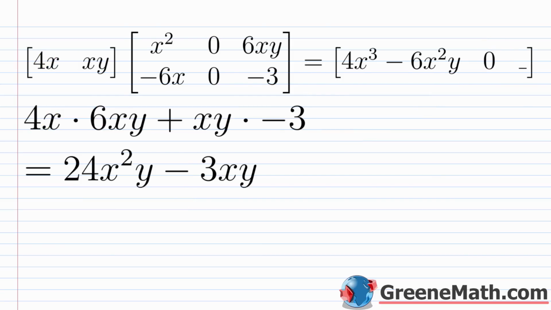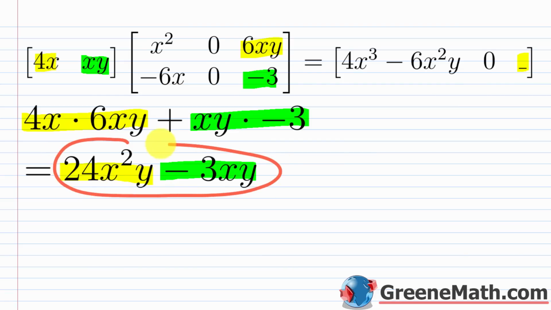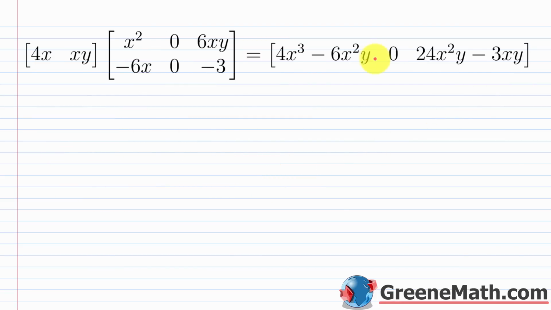Okay, last one. Here we're going to have this guy right there, which is in row 1, column 3. So this row, this column. Let's go through and crank that out. So you'd have 4x times 6xy. That's this right here. 4 times 6 is 24. X times x is x squared. And then you just have y that comes along for the ride. So this is 24x squared y. Then let's slide down. You have xy times negative 3. So that's this right here. That's just going to give you negative 3xy. So this right here, this 24x squared y minus 3xy would go right there. And this is our product matrix AB.